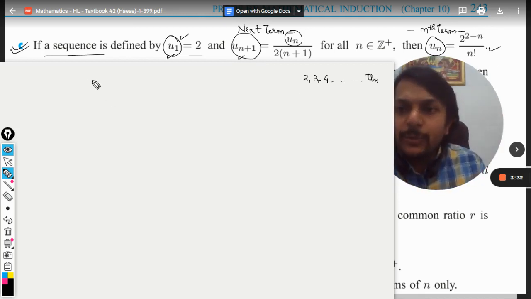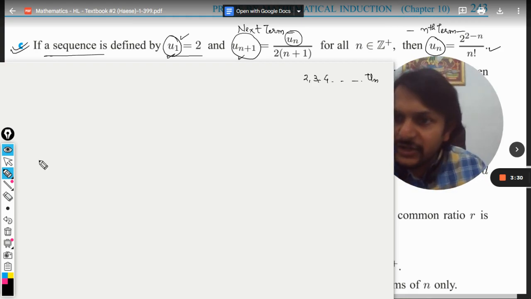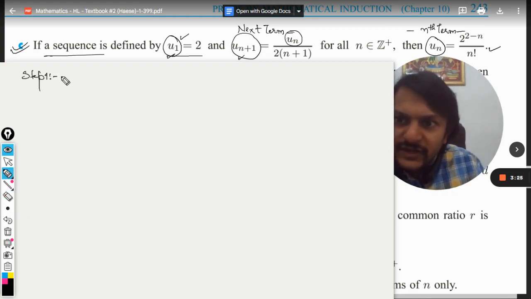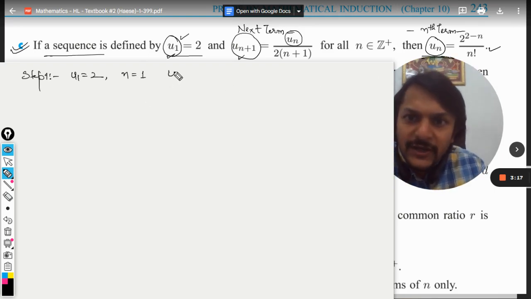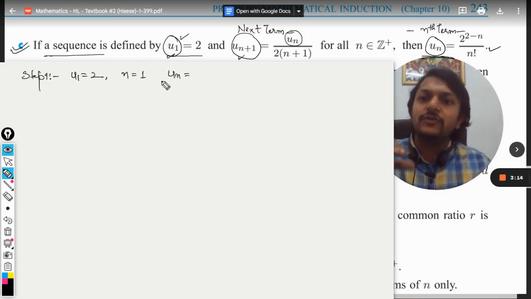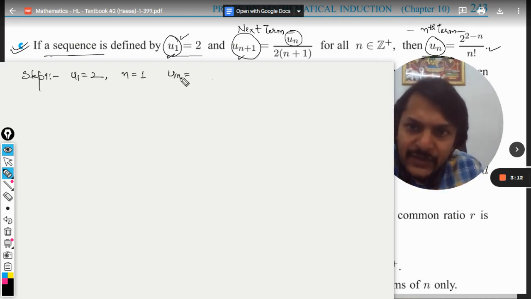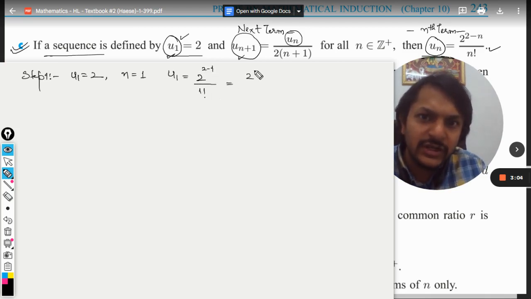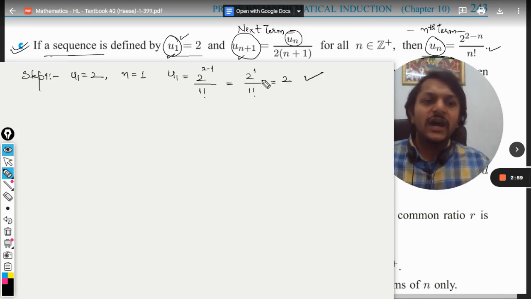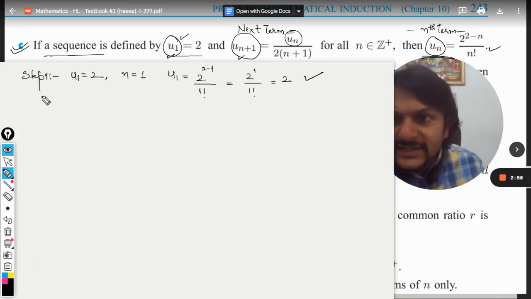So how do we prove this kind of question with mathematical induction? First of all, we are going to have our step number one. That's very easy. u1 is given as 2, and we are now going to prove that if n is equal to 1, by this formulation un comes out to be equal to 2 indeed. Let us see. So u1 is 2 raised to power 2 minus 1 divided by 1 factorial. So 2 raised to power 1 divided by 1 factorial comes out to be equal to 2. So indeed, our proposition is correct for n is equal to 1.